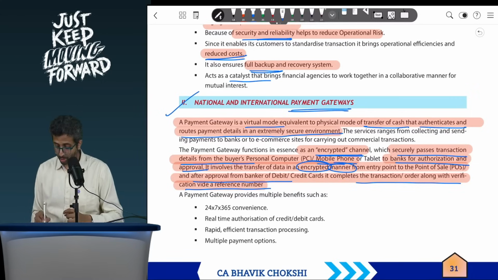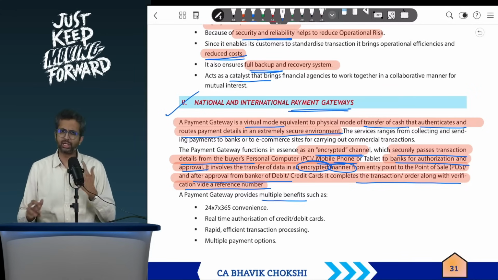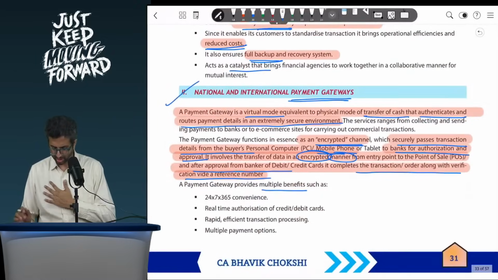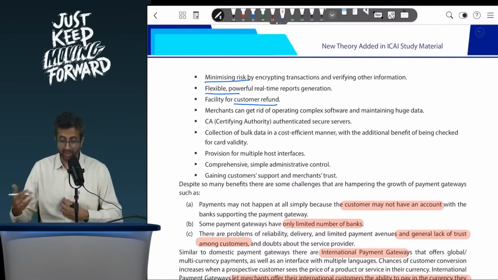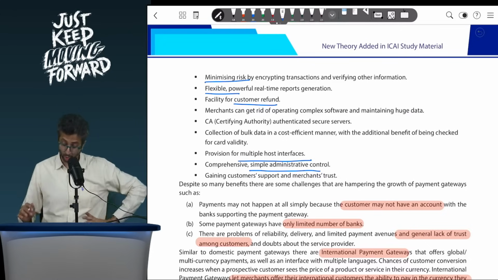A payment gateway provides multiple benefits like convenience, authorization, reliability, etc. There are a lot of things mentioned over here. Multiple payment options can be provided. It minimizes the risk. It is flexible. It can ensure refund if the transaction does not go through. It is simple. It provides multiple interfaces, etc. You can just quickly go through it.